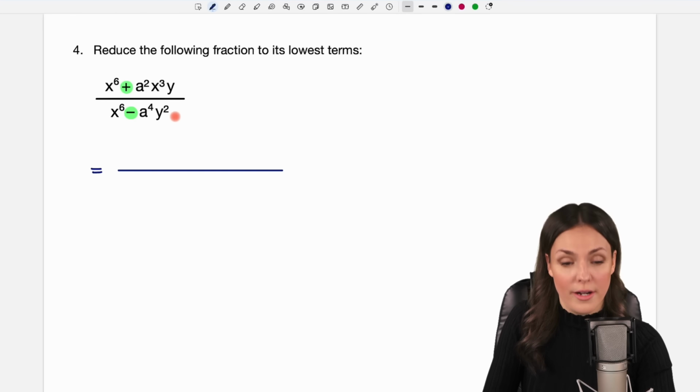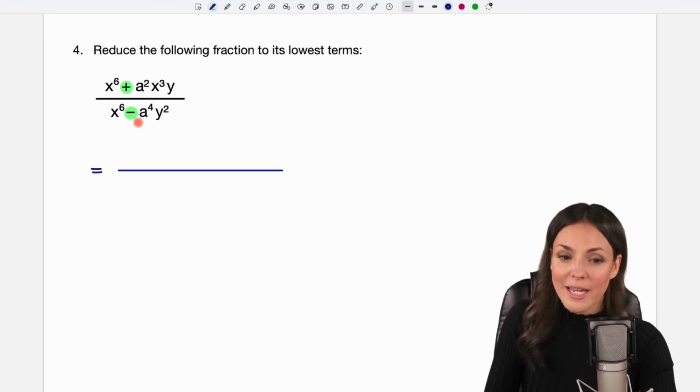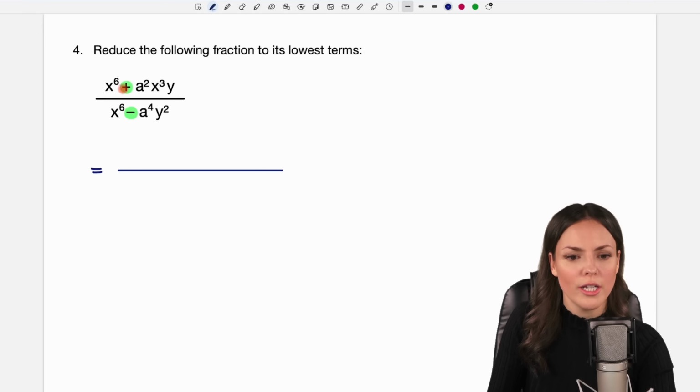We need products. So we need a product in the numerator and we need a product in the denominator to be able to cancel things out. How do we get products? Well, by factoring things out, usually. So let's see if we can factor out something here. We have x to the power of 6 here, and there is an x to the power of 3 in here, so we can factor out x to the power of 3.